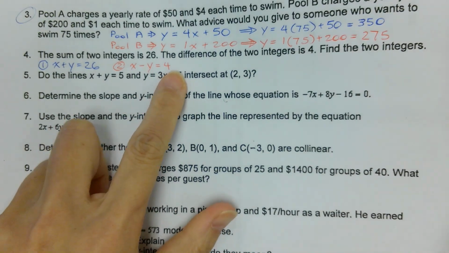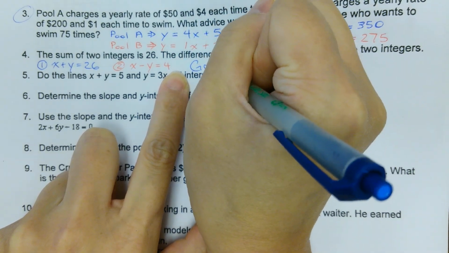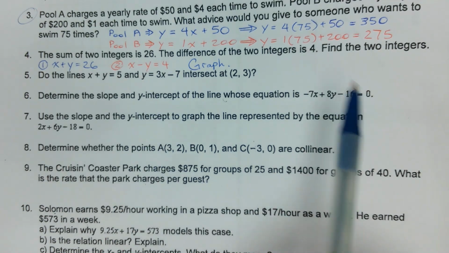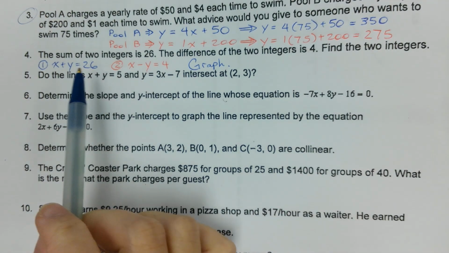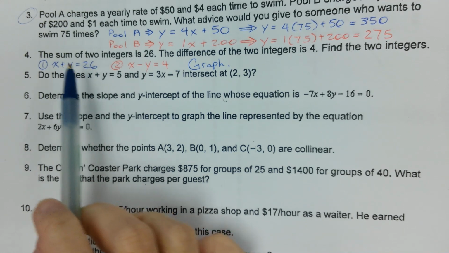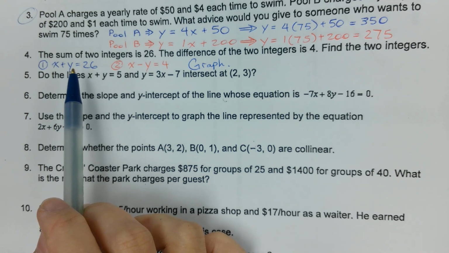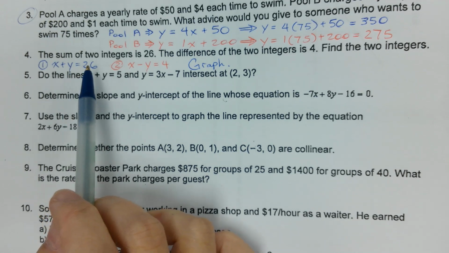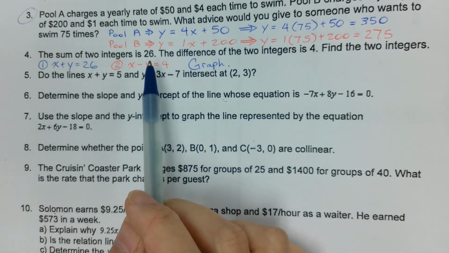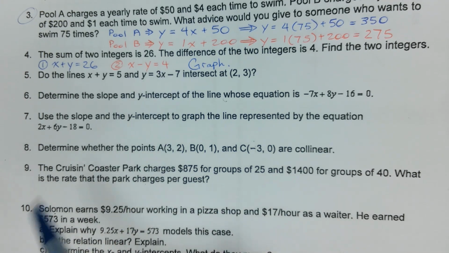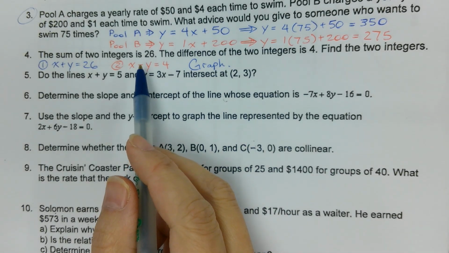Based on what we learned in grade 9, we would have to graph these two lines. Before I can graph, this is in standard form. So what do I have to do? Convert it to y equals mx plus b. So this would become y equals negative x plus 26, and this equation would become y equals x minus 4. And then you would graph it, because this is negative y.